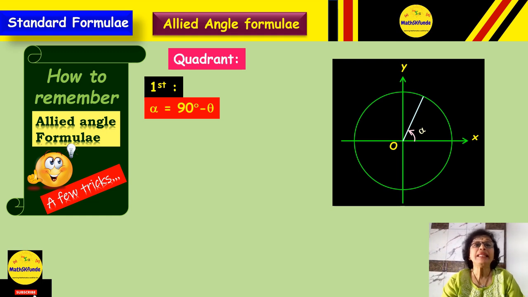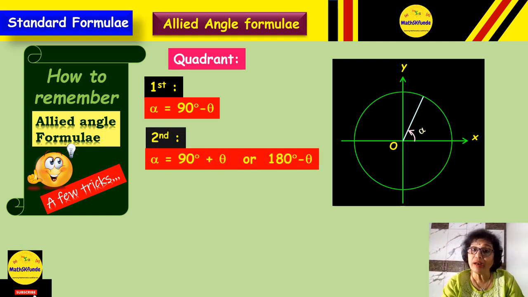I am saying 90 minus theta. Now you are subtracting something from 90. So are you not expected to be in first quadrant? So whenever you are writing answer for 90 minus theta, just imagine that you are in first quadrant. Okay. Now what about second quadrant? In second quadrant, I'm expecting that either you are talking about 90 plus theta kind of, or 180 minus.